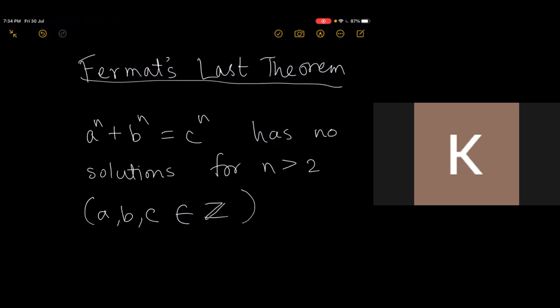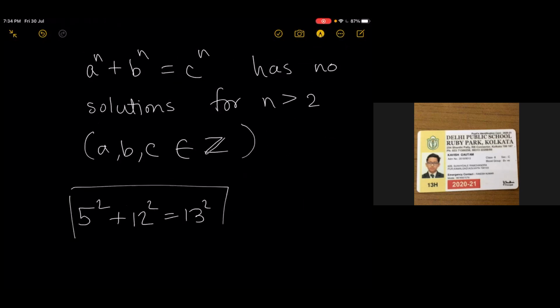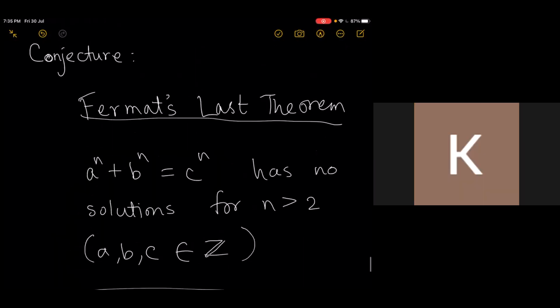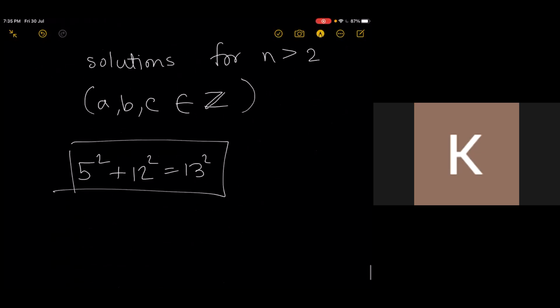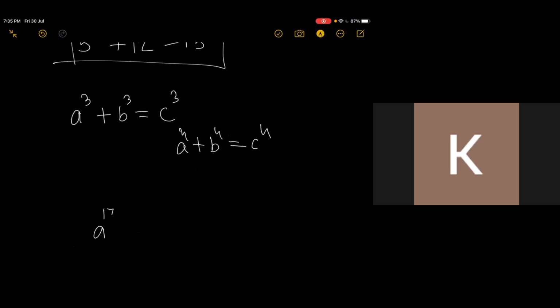Simple statement. Basically, you know the Pythagoras theorem, na? 5 square plus 12 square equal to 13 square. This is a Pythagorean triplet. So what Fermat is saying is that you will not find any triplet of integers where a cube plus b cube equal to c cube. You will not find a to the power 4 plus b to the power 4 equal to c to the power 4. You will never find something like this, or a to the power 1729 plus b to the power 1729 equal to c to the power 1729.